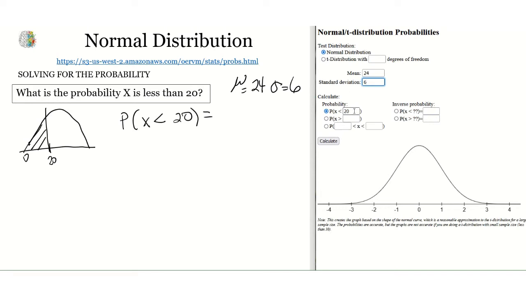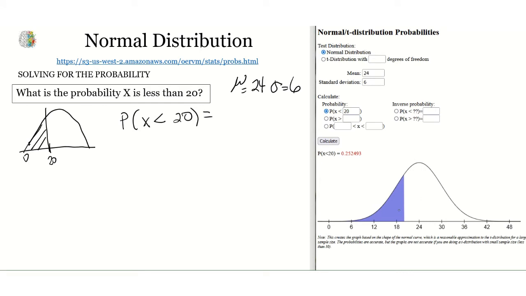I'm going to use this first box because I'm looking for values of x that are less than 20. Then I hit the calculate button and it's going to give me the graph. The shaded part is going to show me the percentage, and this in red is going to give me my answer. And it's going to give me my percentage written as a decimal. If I'm rounding to 4 digits after the decimal, then my answer is going to be 0.2525. And this is the same as saying that I have a 25.25% probability of finding x, that my x value is going to be somewhere between 0 and 20, or my x is going to be less than 20.